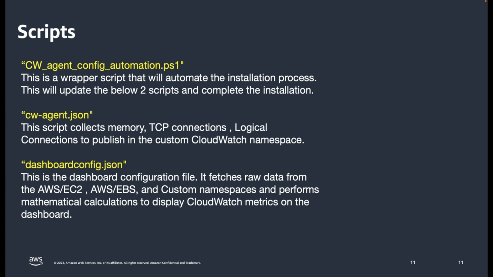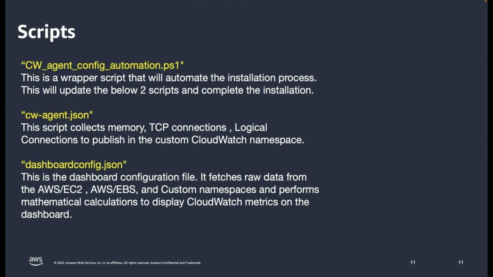In this particular slide, I will explain the scripts that we are using in the backend, which will cater to this monitoring solution. So allow me to explain the purpose and functioning of these scripts in the backend. So we are adding three scripts. The first one called CloudWatch Agent Config Automation.ps, which serves as a wrapper script responsible for automating the installation process. It updates the two scripts mentioned below and finalizes the installation.